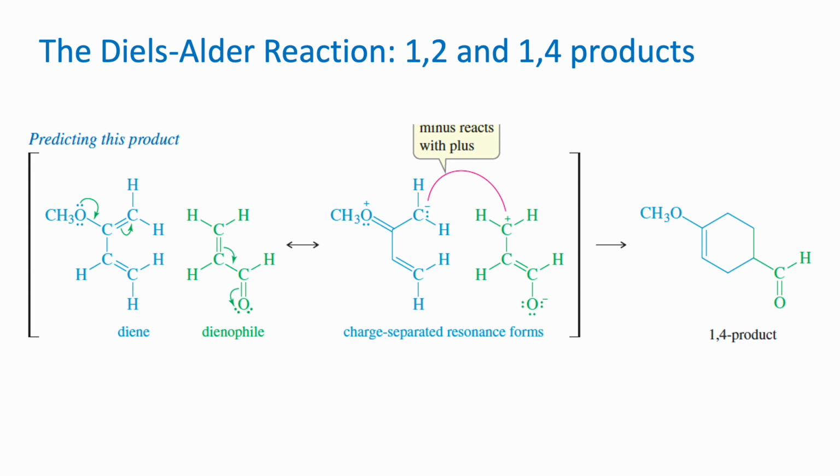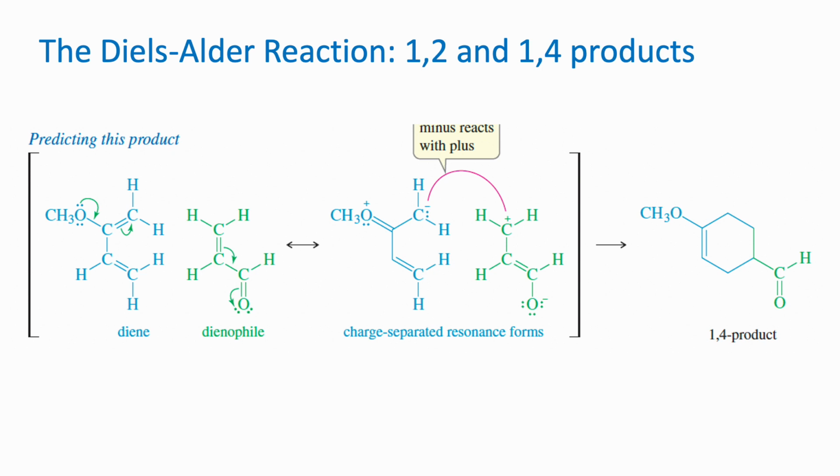And so what we need to see now is that these resonance structures are the outcome of having an electron donating group and an electron withdrawing group. Now you can see that the most likely place for these carbons to react is that the anion on the diene is going to react with the carbocation on the dienophile. We've got a negative carbon atom, we've got a positive carbon atom. So those two are always going to react together. Notice how when they do that, we're left with a 1,4 product.